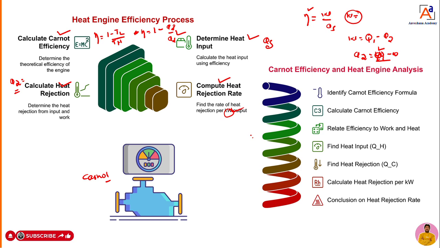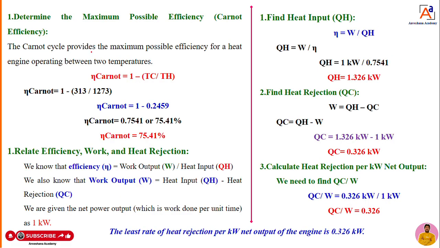Okay, so now you can see this is the history of the numerical that has been given. Fine. So now what do I have to do? As I told, we need to calculate the Carnot efficiency. That Carnot efficiency is equal to 1 minus TC divided by TH. What is TC? We know already 313 and TH is 1273. With the help of this data, I can calculate the Carnot efficiency.